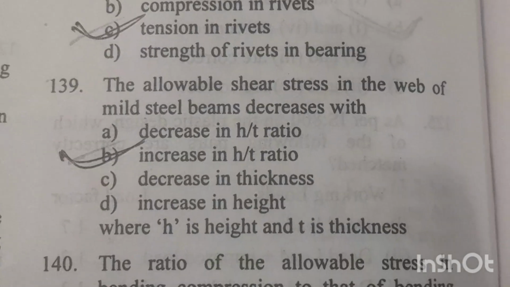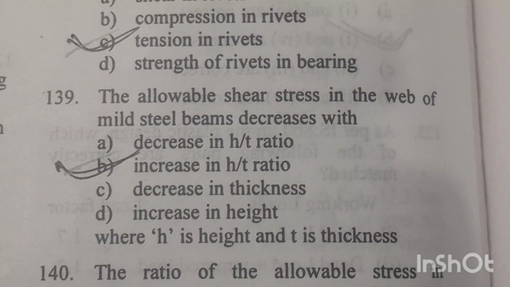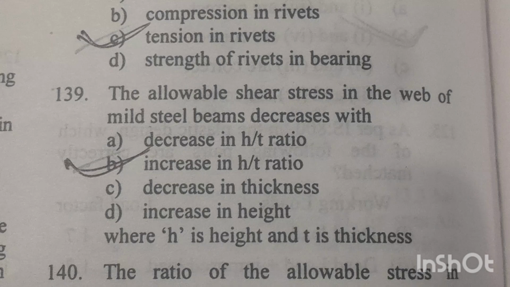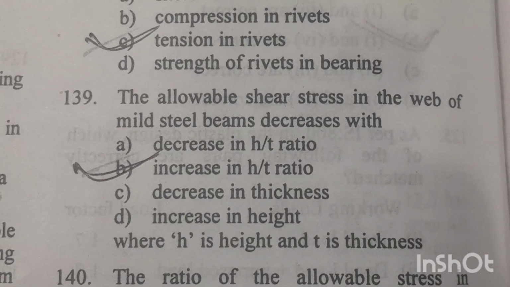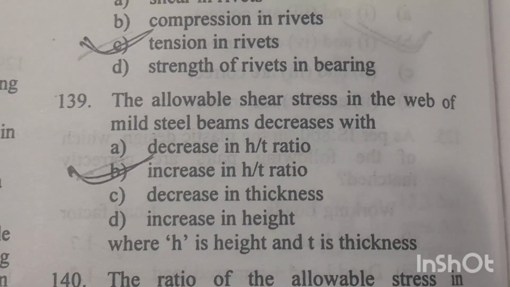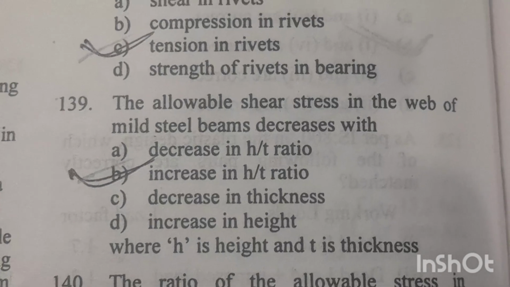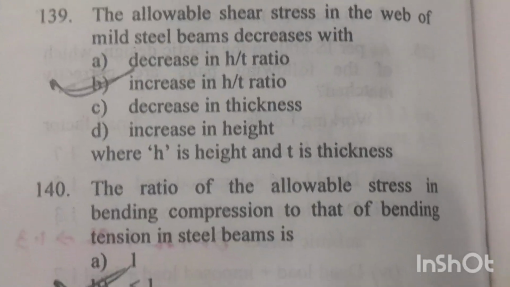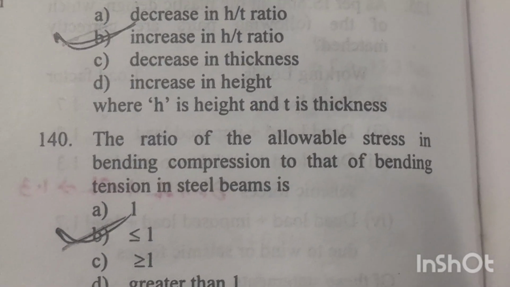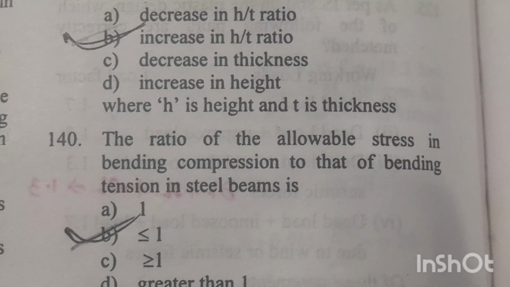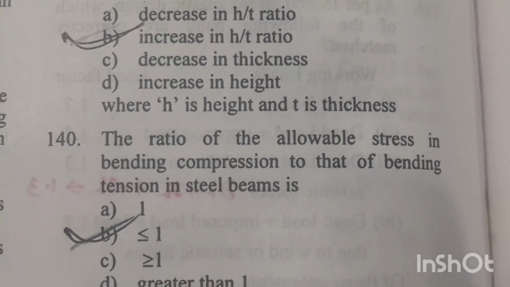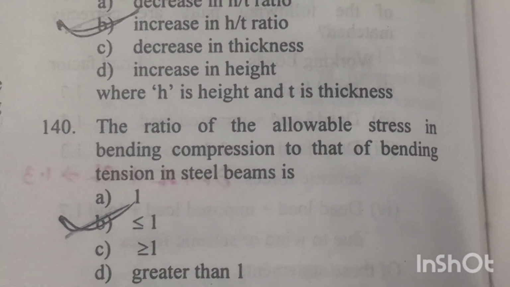Question number 139. The allowable shear stress in the web of mild steel beam decreases with increase in h by t ratio. Option B is right answer, where h is the height and t is the thickness of the web. Question number 140. The ratio of the allowable stress in bending compression to that of bending tension in steel beam is less than or equal to 1. Option B is right answer.